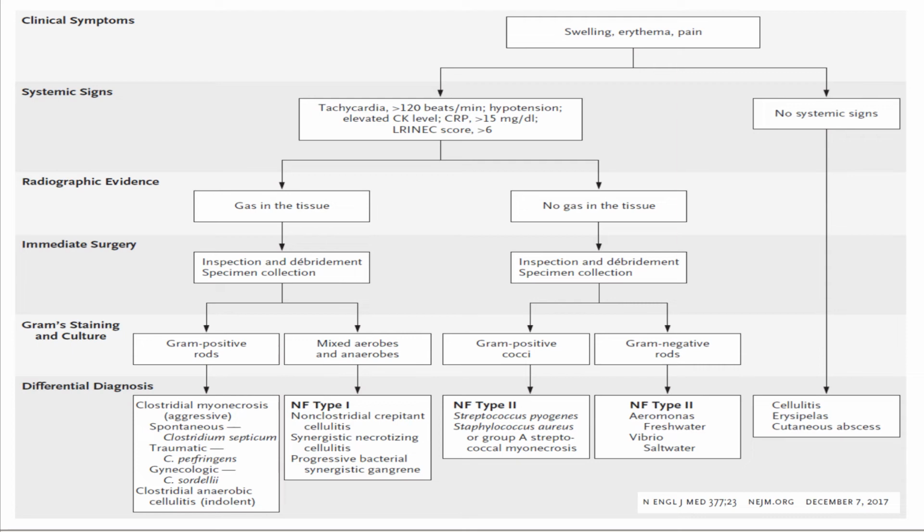If the Gram stain shows gram-negative rods, we can call it necrotizing fasciitis type 3. Most commonly there is water exposure, and in patients with cirrhosis. The most common pathogen is Aeromonas for freshwater exposure and Vibrio for saltwater exposure.